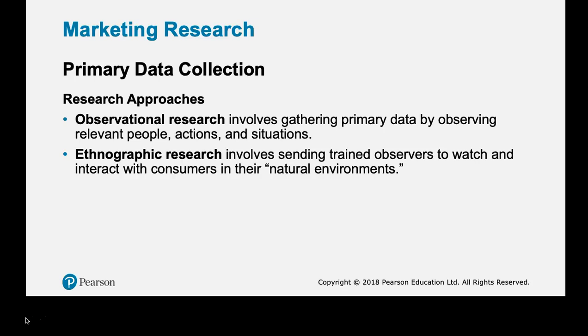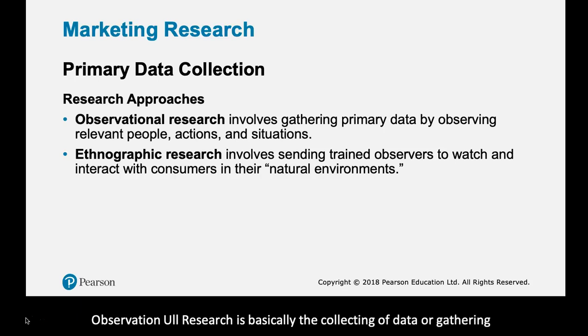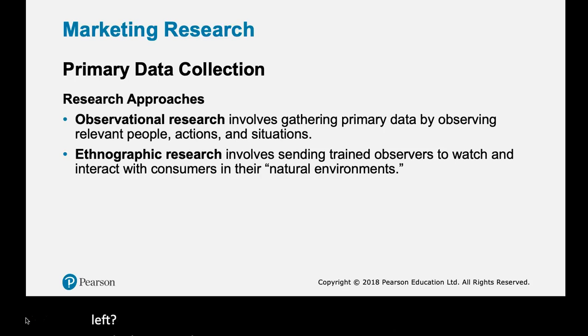Observational research is basically the gathering of primary data by observing people and how they act and what they do in certain situations. I'll give you a really good example of this. There was a study done many years ago in the retail setting trying to determine when people walk through the front door of a business, which way do they actually go? Do they go to the left or do they go to the right? And it was found that the majority of people, when they walk into a store, actually turn to their right.